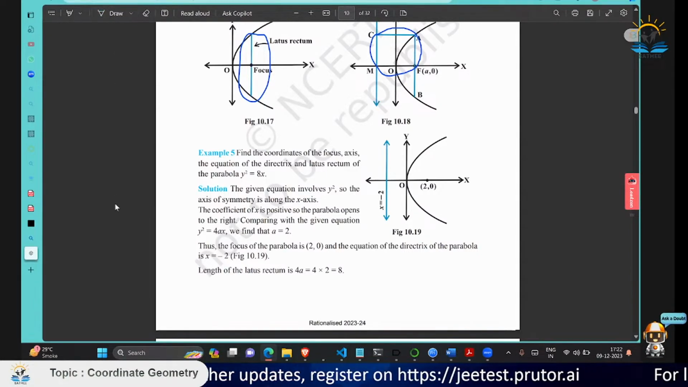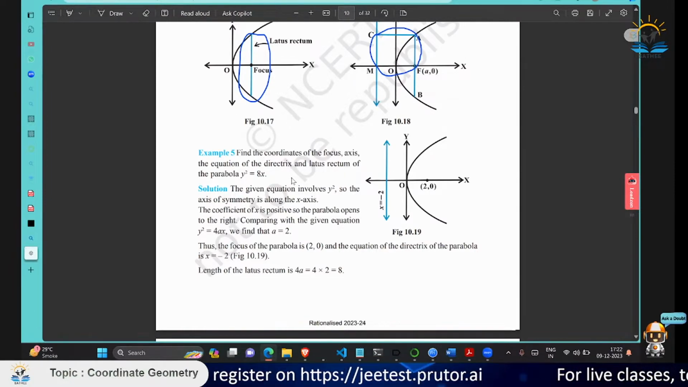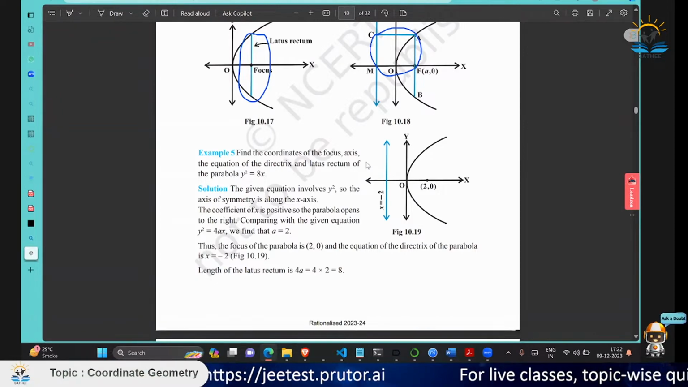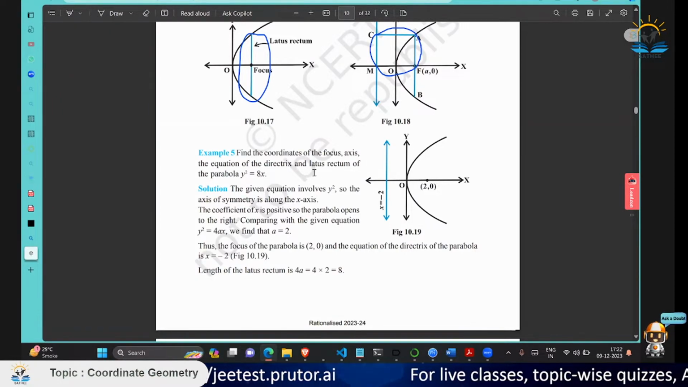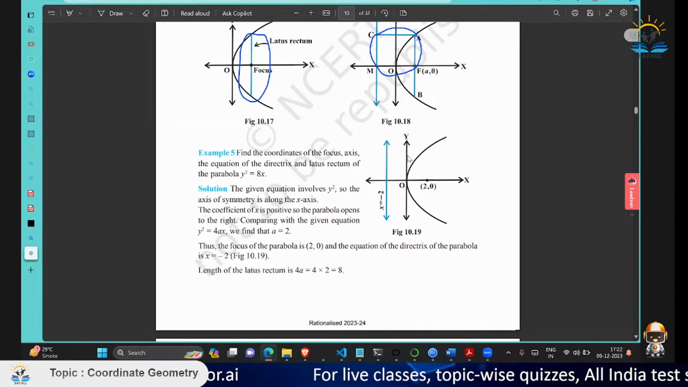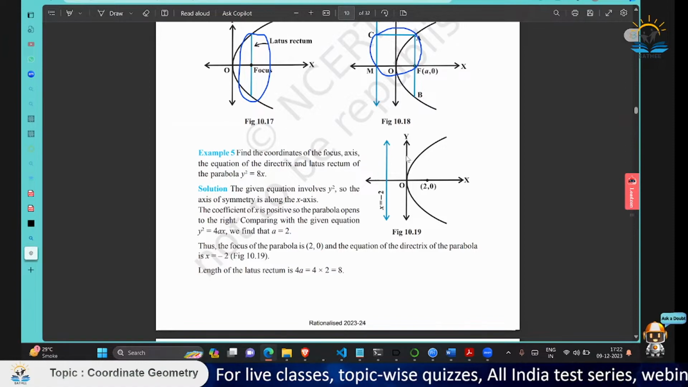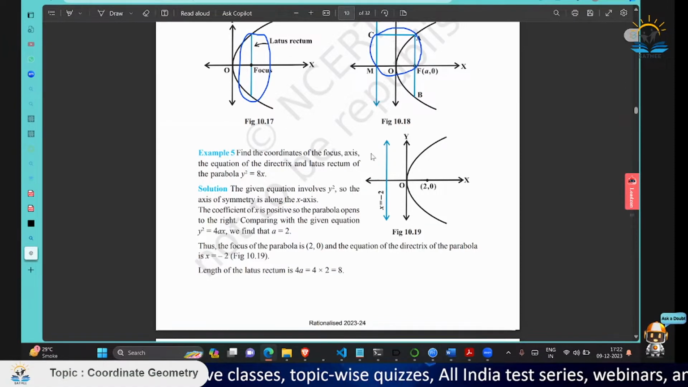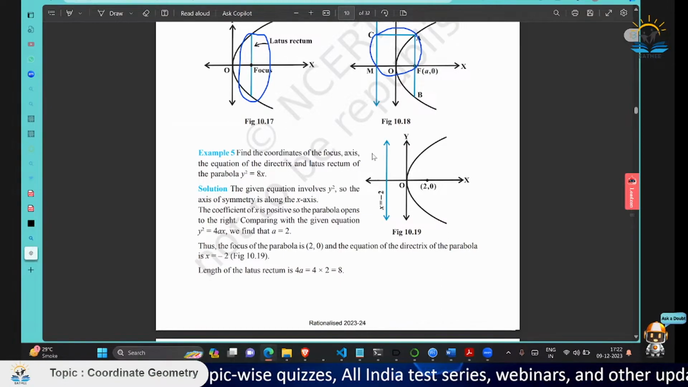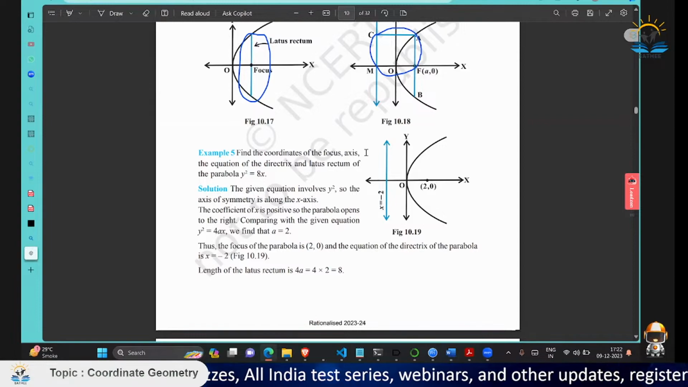So let's find the coordinates of the focus, axis, and equation of the directrix. Find the coordinates of the focus, the axis, the equation of the directrix, and the latus rectum of the parabola.